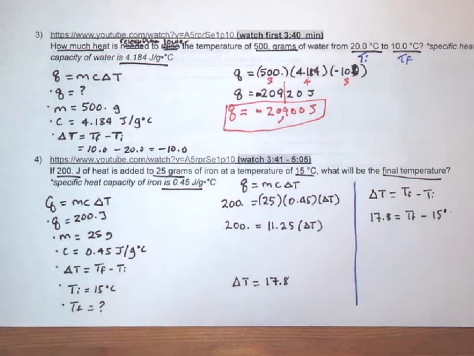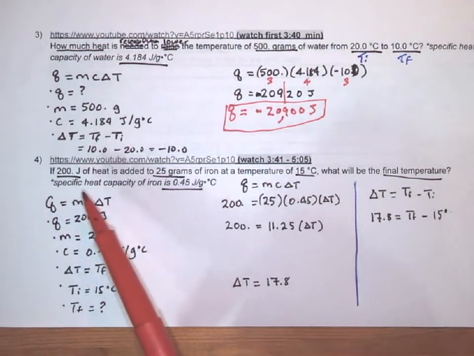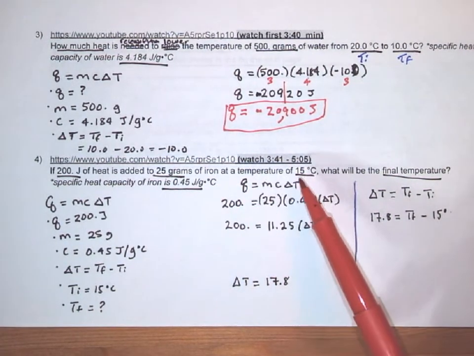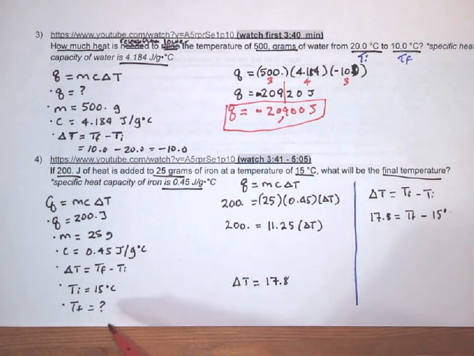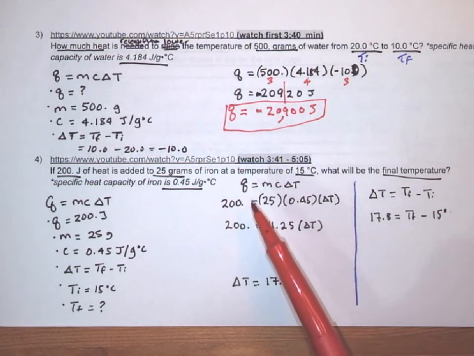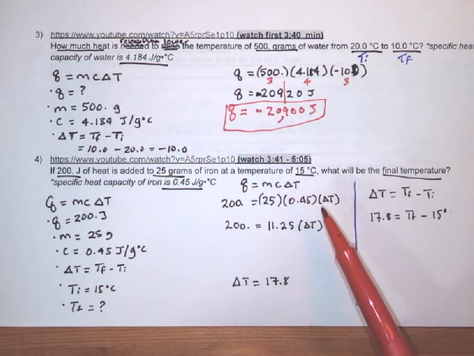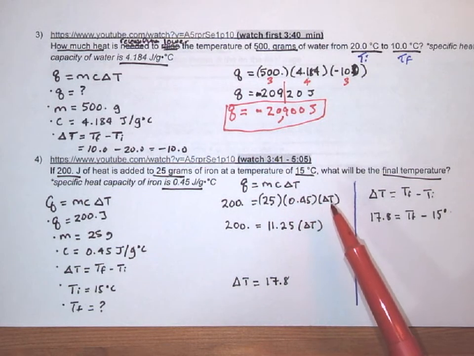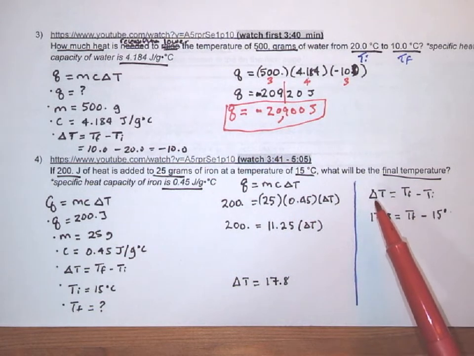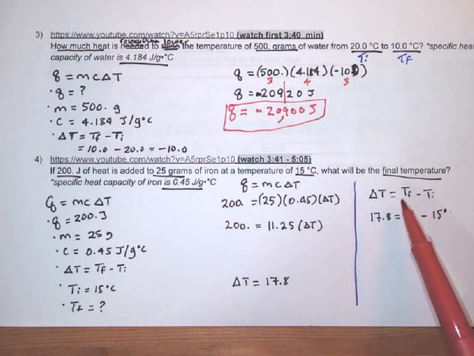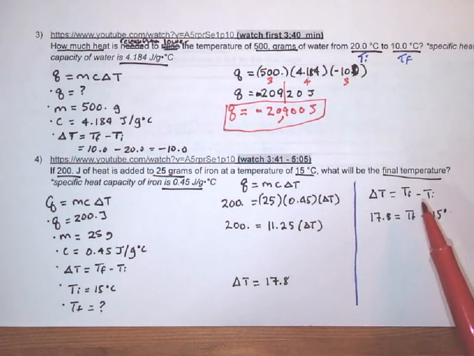How do I know that's my initial temperature? Well, if you read the problem, it says if 200 joules of heat is added to 25 grams of iron at 15 degrees Celsius. That means we're starting there. That's my TI, my initial temperature. And I'm asked to find the final temperature, so that's clearly my unknown. So in the case where you're asked to find either the final or the initial temperature, what you're going to do first is you're going to use the Q equals MC delta T equation to solve for delta T. Once you solve for delta T, then you can go ahead and find the final temperature by plugging it into this equation. Delta T equals TF, final, minus T initial.